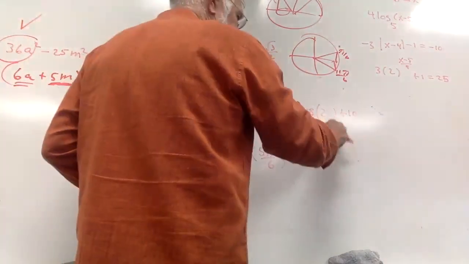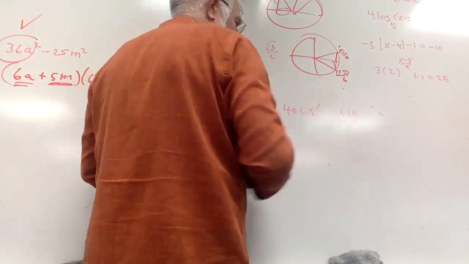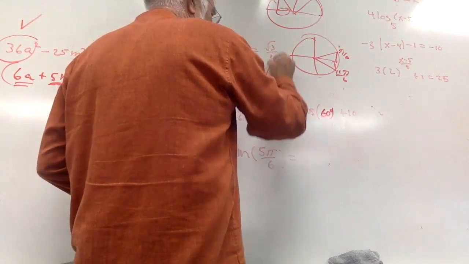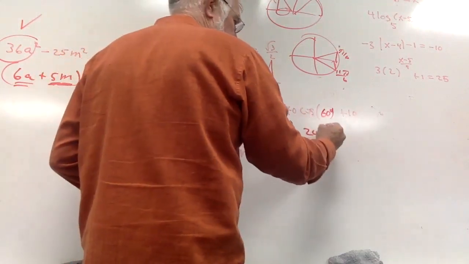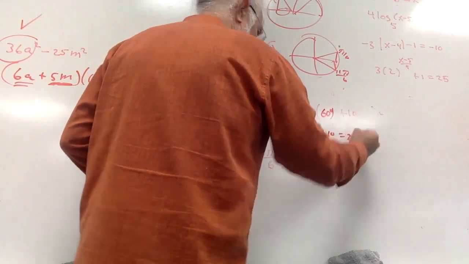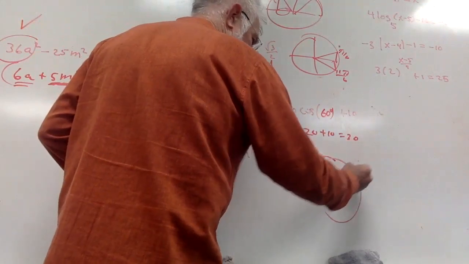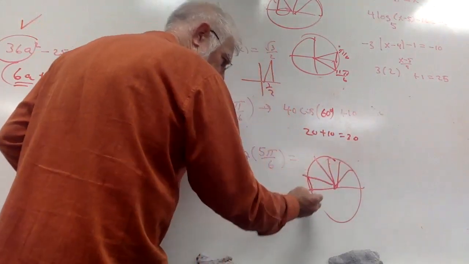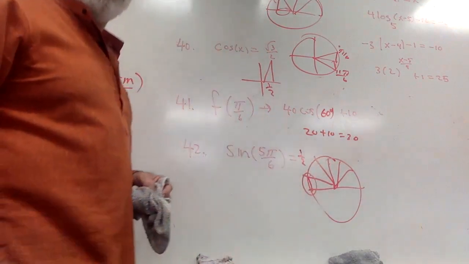Plugging in pi over 6. What's 2 times pi over 6? Pi over 3. What's pi over 3? You're thinking 60 degrees. What's the 60-degree width? 1/2. Sine of 5 pi over 6. I'm breaking pi up into 6 parts. 1, 2, 3, 4. We're over here. We drop down the perpendicular. What's that altitude? 1/2. Hopefully that brings back some memories. All right. That was for the students I've had before.